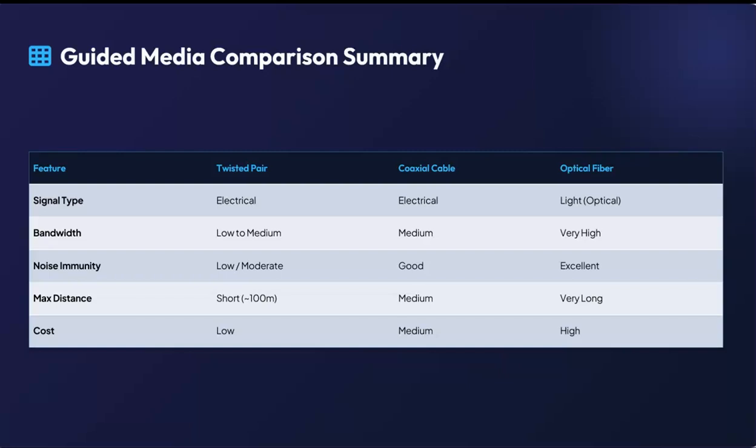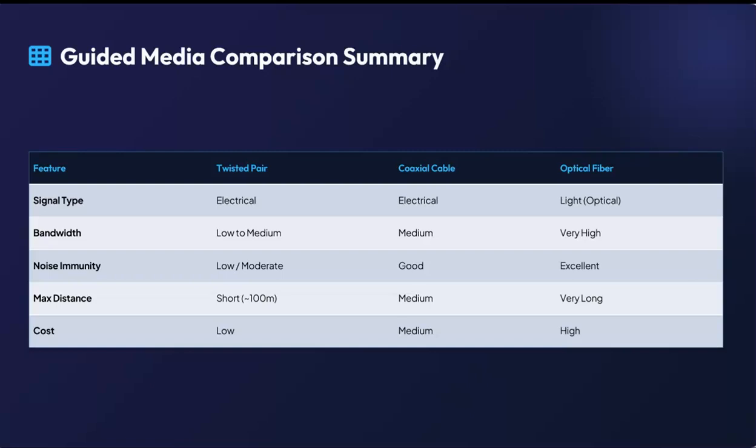Twisted pair and coax both use electrical signals, whereas optical fibers use light. Bandwidth is the lowest in twisted pair, moderate in coax, whereas highest in optical fiber. Noise immunity is poor in twisted pair, better in coax, and excellent in optical fiber. Transmission distance is short for twisted pair, medium for coax, and very long for optical fiber.